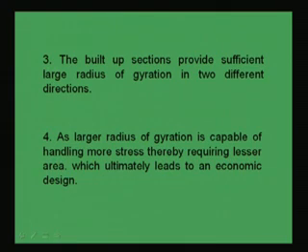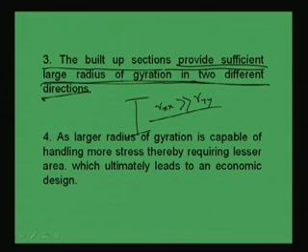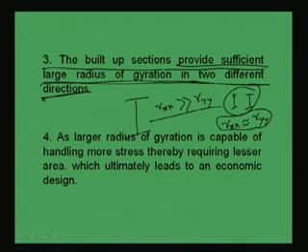Another important reason for using built-up sections is that they provide a sufficiently large radius of gyration in two different directions, not only in one direction. As I told, in case of I sections, say Rxx is much greater than Ryy, but built-up sections can provide a sufficiently large radius of gyration in both directions by using, say, 2 small I sections. In this case Rxx will become equal to Ryy, because the permissible stress of the compression member depends on the minimum radius of gyration. So we will try to make the section in such a way that Rxx is more or less closer to Ryy.